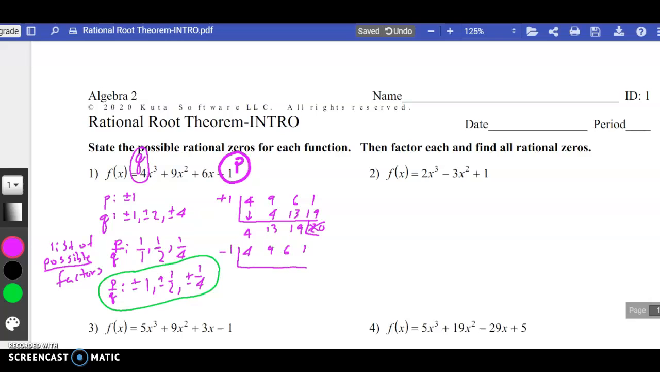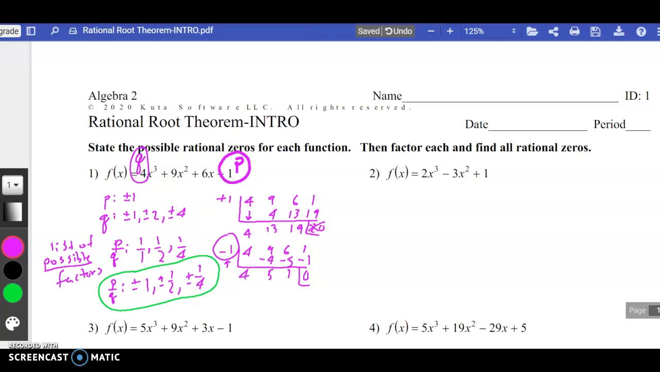Trying negative 1. Bring down the 4 again. Negative 1 times 4 is negative 4. 9 minus 4 is 5. Negative 1 times 5 is negative 5. 6 minus 5 is 1. Negative 1 times 1 is negative 1. That gives me 0 as a remainder. This is a root. From my list of possible roots, negative 1 is indeed a root.